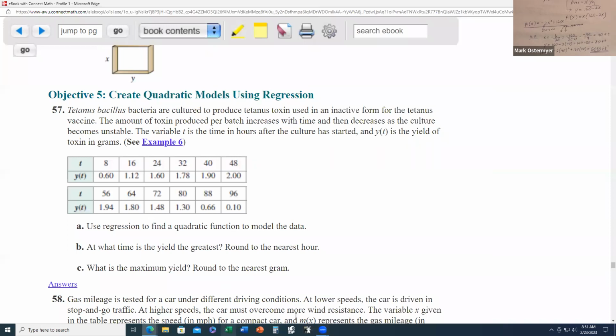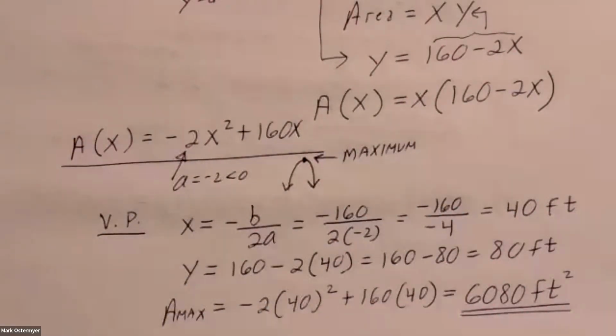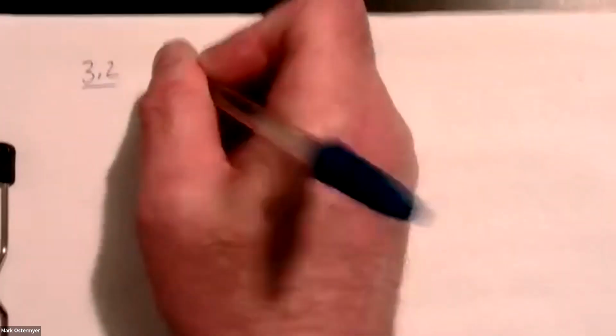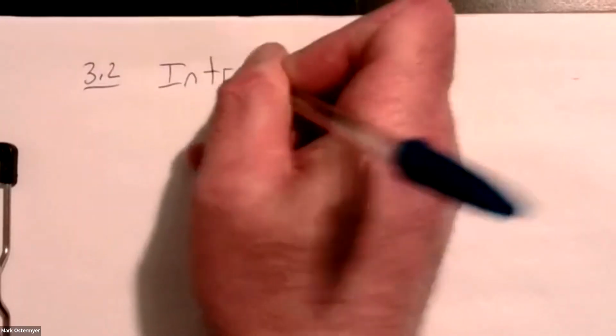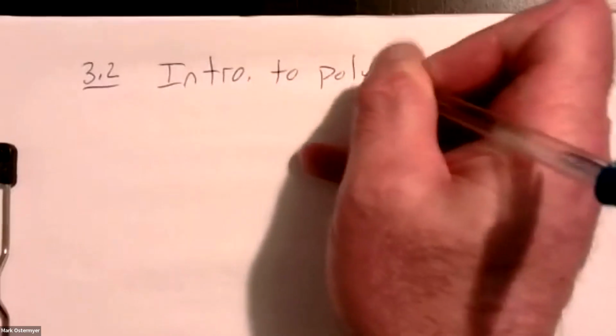All right, we are done with that section. We have got to move on. The next section now is going to introduce us to what are called polynomial functions. Section 3.2. Intro to polynomial functions.